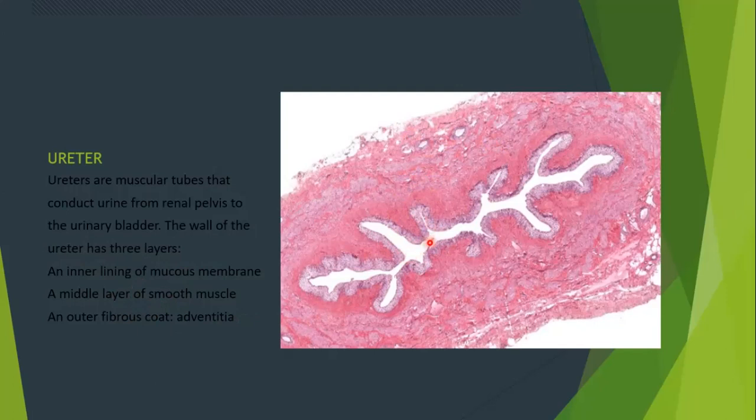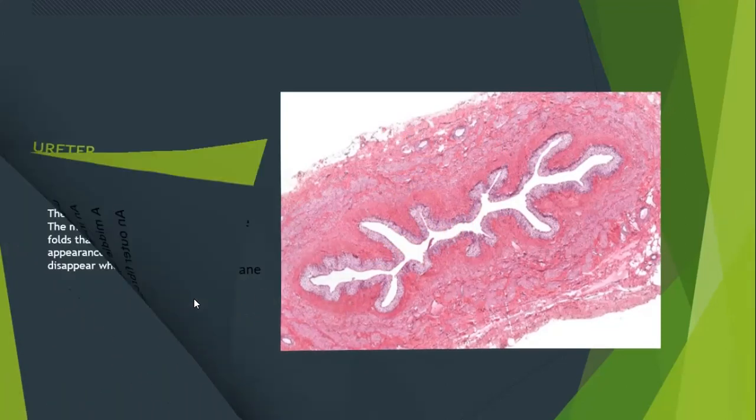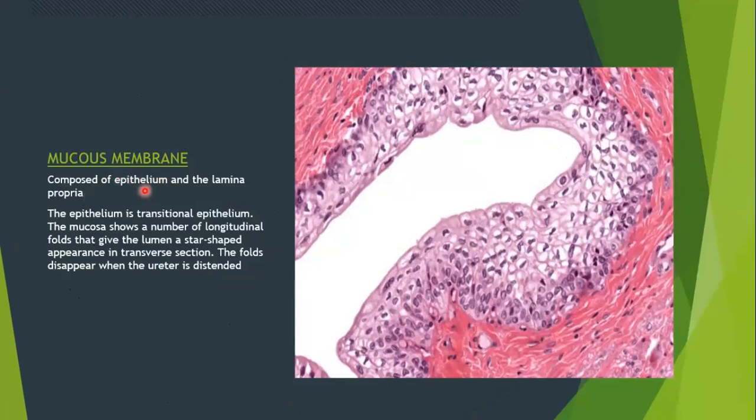Here you can see the lumen is star-shaped because the mucosa has several longitudinal folds. Several longitudinal folds cause this lumen to be star-shaped, but when the ureter is distended, these folds disappear. Okay, mucosa: epithelium and lamina propria. Remember, the epithelium is transitional epithelium, also known as the urothelium. And the surface cells of the urothelium are the umbrella cells.